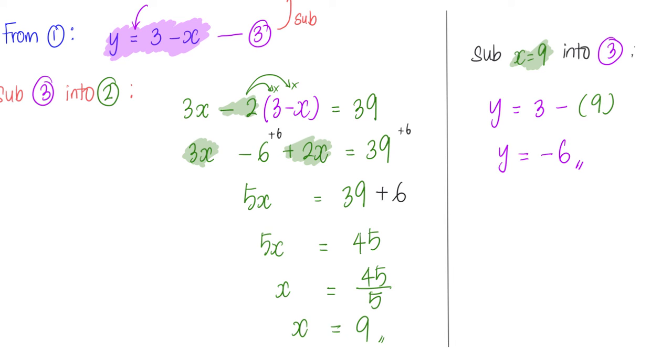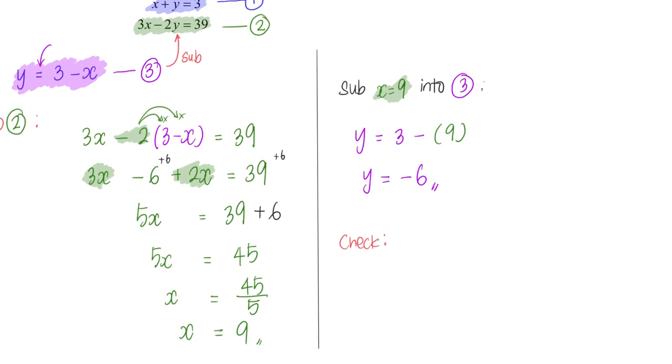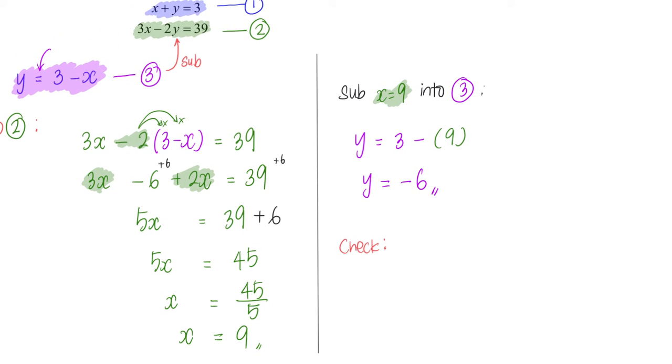And it will always be good to just do a quick check. If I substitute the value of x and y into probably 1, 1 is x plus y equals to 3. So let's see if that really happens. Okay, so my x is 9, and therefore I'm going to rewrite x as 9.